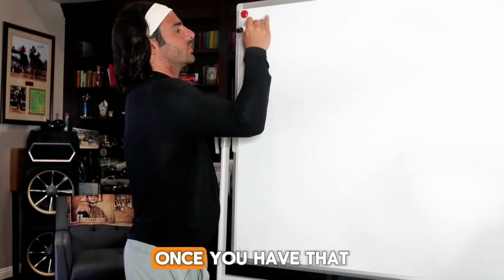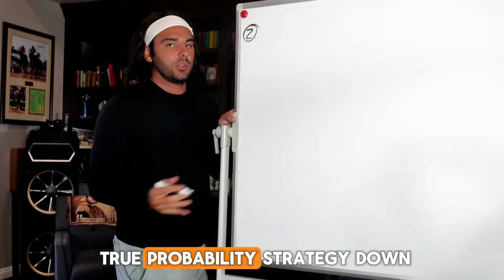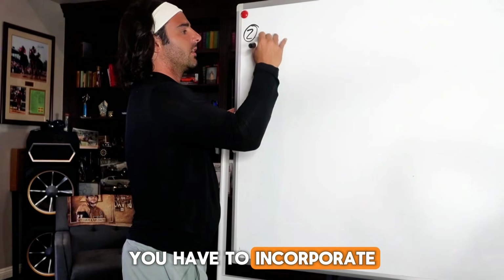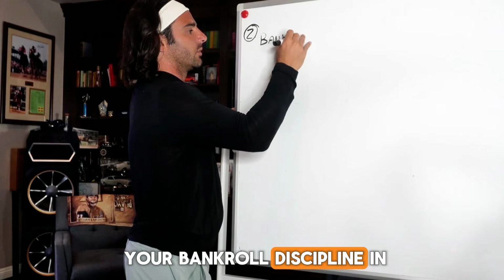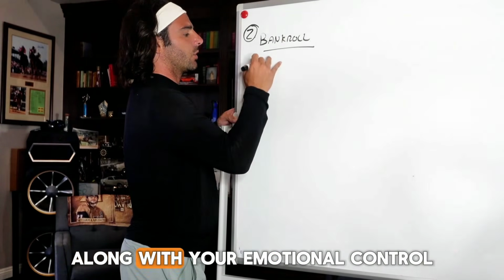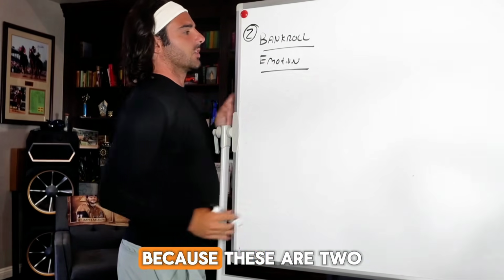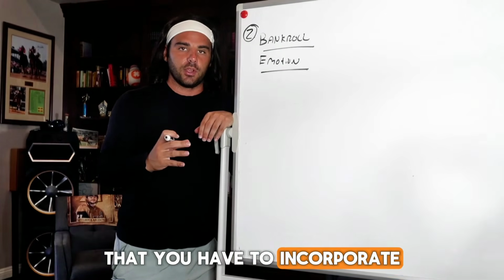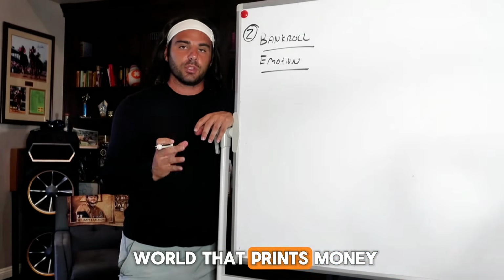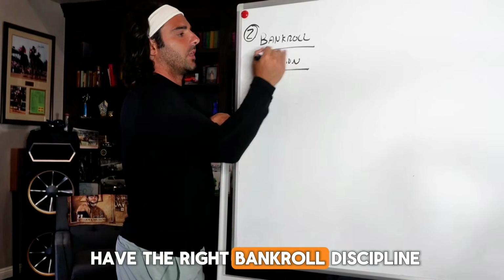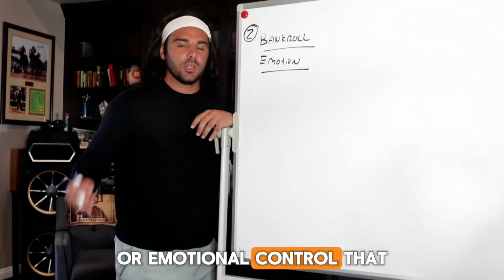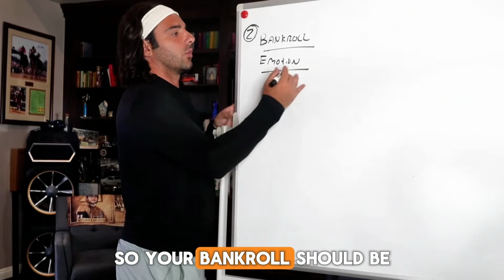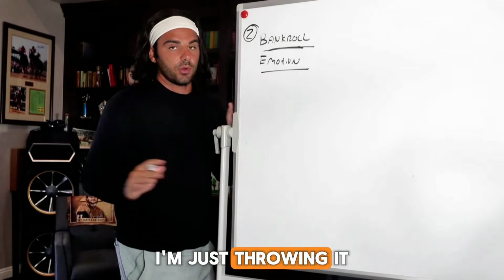Step 2 is, once you have that true probability strategy down with your edge, you have to incorporate your bankroll discipline in the mix, okay? Along with your emotional control, because these are 2 things that go hand in hand that you have to incorporate. You could have the best strategy in the world that prints money, but if you don't have the right bankroll discipline or emotional control, that is never going to gel and you're going to lose money regardless. So your bankroll should be, I'm just throwing it out there, okay?